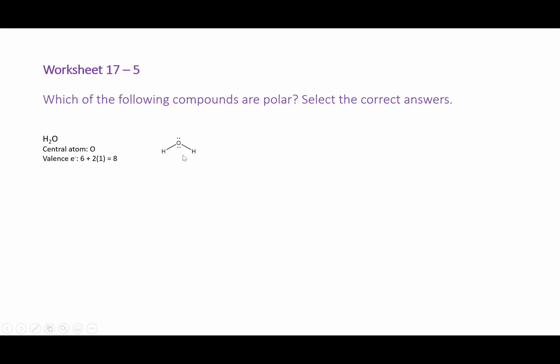Because oxygen is more electronegative compared to the hydrogens, it's going to pull electron density away from the hydrogens, so it's going to make the oxygen partially negative, while the two hydrogens are going to be partially positive. So we do get an overall dipole moment, where the arrow is pointing up because the hydrogens are more partially positive and the oxygen is partially negative. So the head of the arrow is the more negative side. So yes, water is going to be polar.